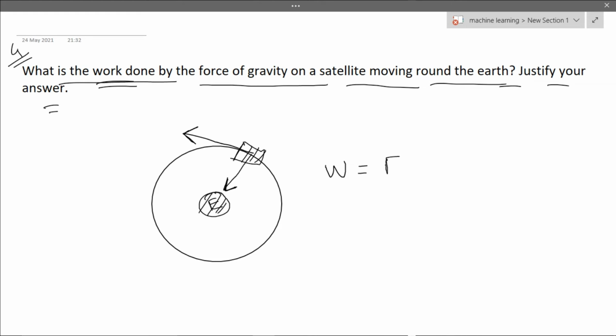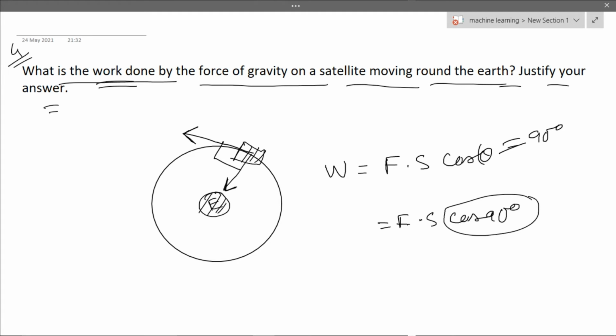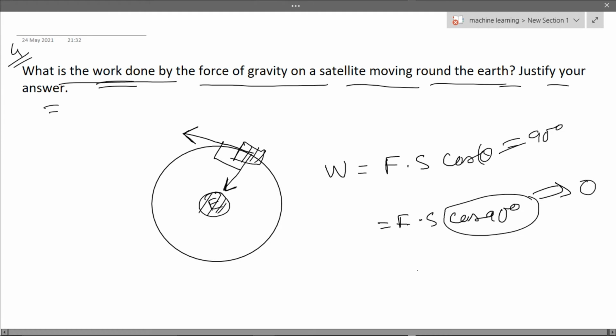So the work done is F into S cos theta. Here theta is 90 degrees. So F into S into cos 90 degrees. We know the value of cos 90 degrees is equal to 0. So the work done is 0.